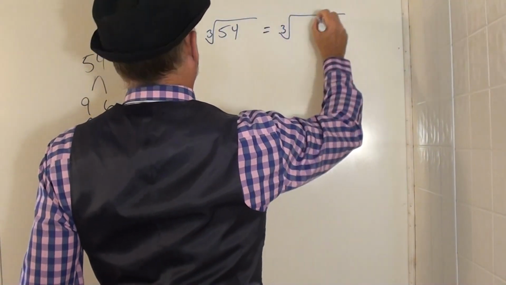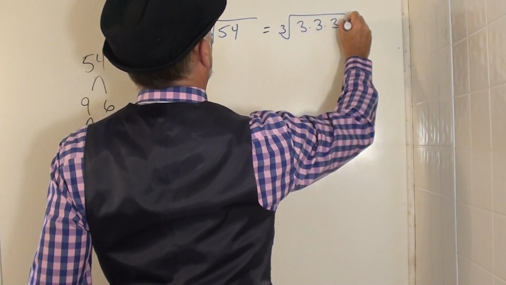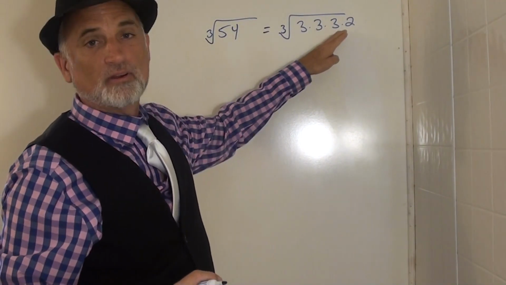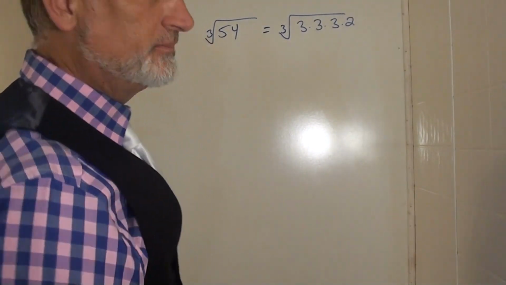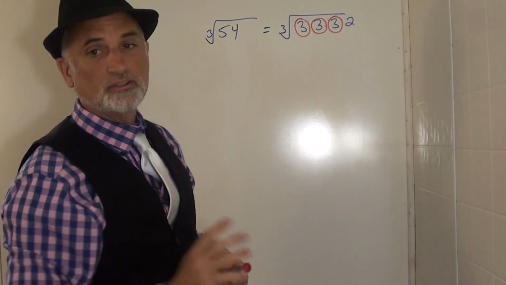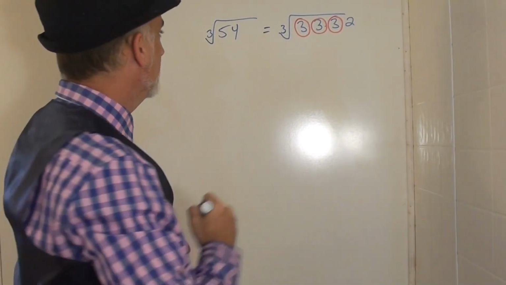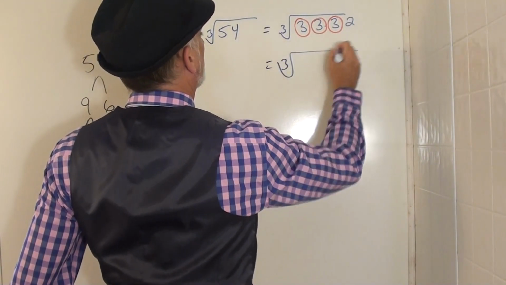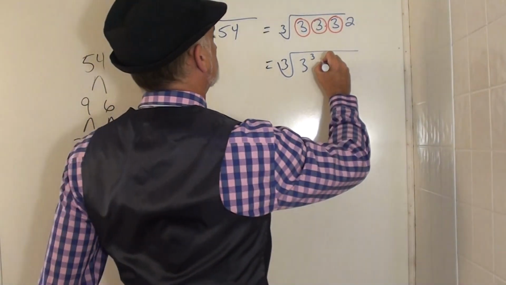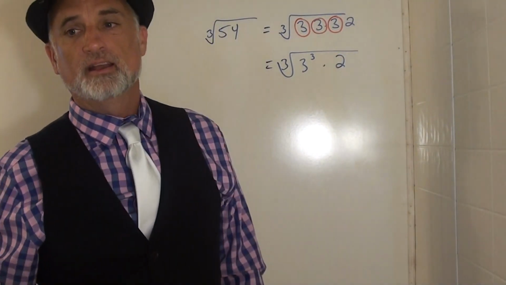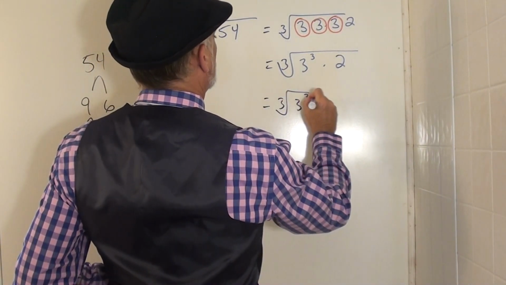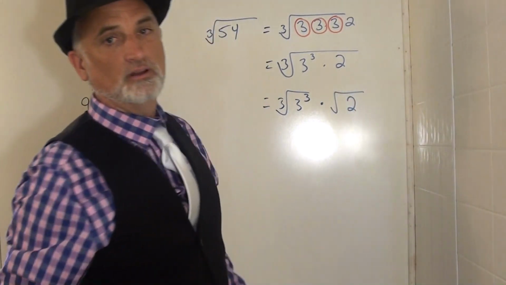The cube root of 3 times 3 times 3 times 2. Now I know if it's a cube root, I am looking for 3 similar items here, which I have. Do you see it? Three identical numbers. So it's the cube root of 3 cubed times 2. Now let's split that apart. That's the cube root of 3 cubed times the cube root of 2.